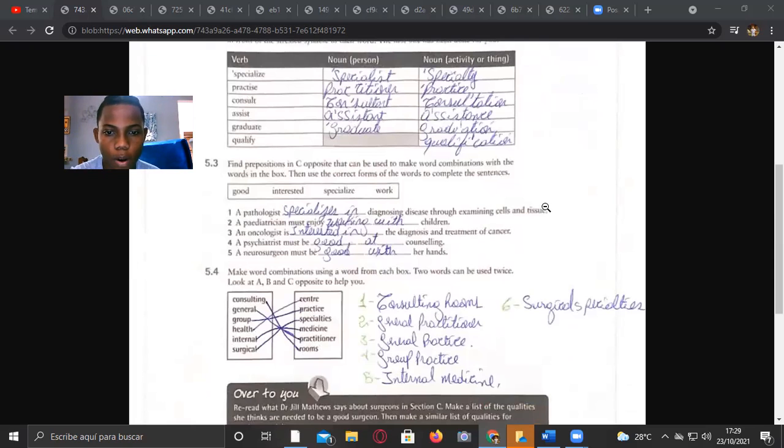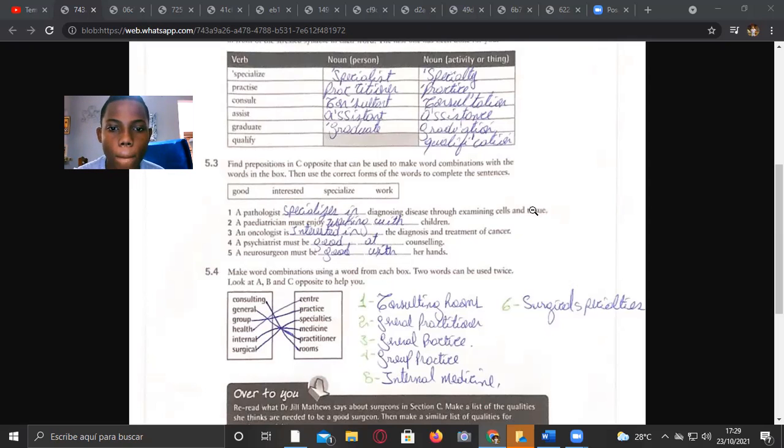Find prepositions in C opposite that can be used to make word combinations with the words in the box. Then use the correct forms of the words to complete the sentences. Good, interested, specialized, work.